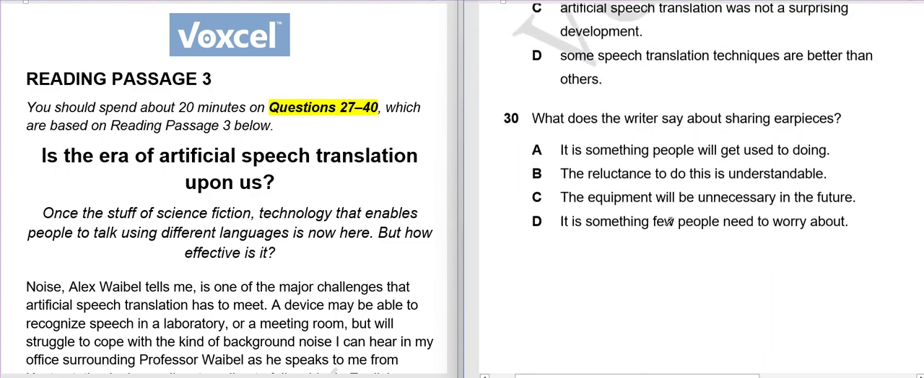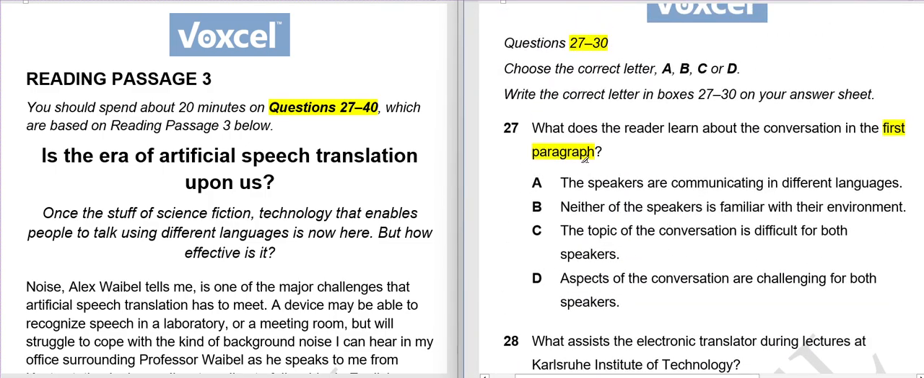What we're going to do is start with the first question, number 27. We will read question number 27 and its options, and then see what the answer is in the first paragraph, because we don't have to worry about the location in this question. They have given it in the question itself. The question is, what does the reader learn about the conversation in the first paragraph? There must be some type of conversation, and we have to tell what the reader learns about it, like what is the takeaway from this conversation.